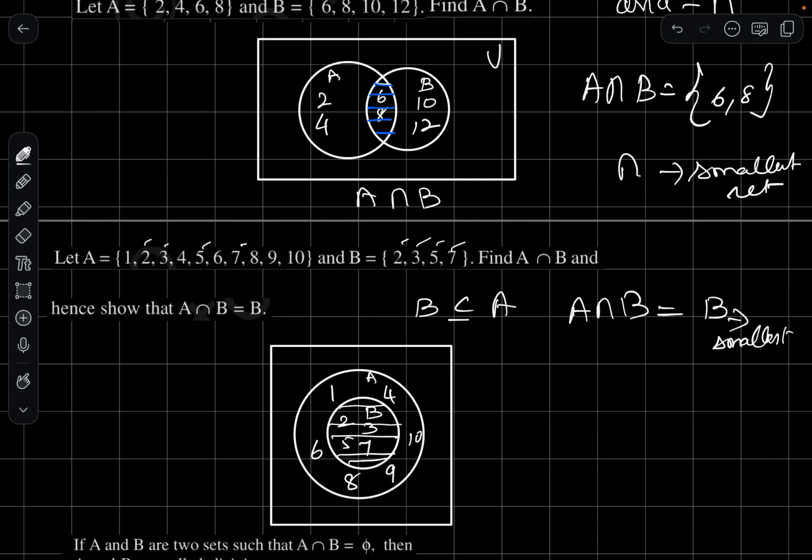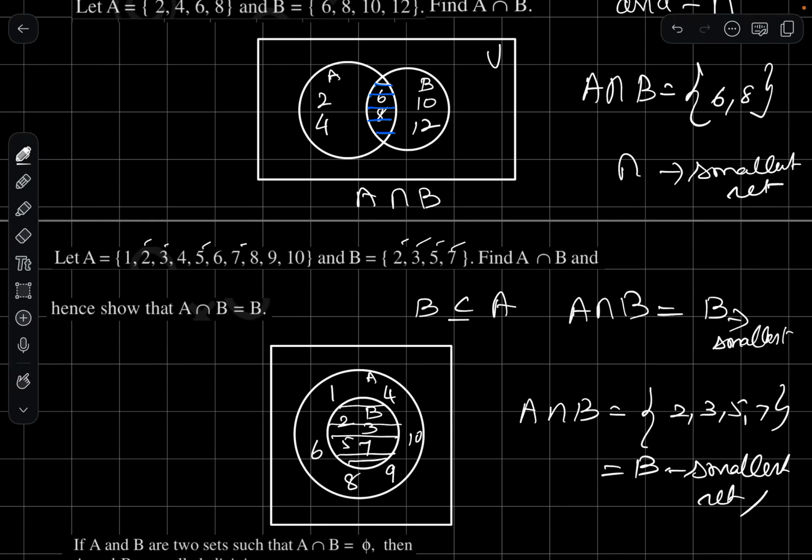But when you shade with your pencil, shade lightly. It should be seen that you have shaded that part, isn't it? You cannot use colors there. Use your pencil and scale. It will be clear that you have shaded this. So A intersection B equals, what are the elements you get? 2, 3, 5 and 7, which is equal to B, the smallest set. So this is another tip for intersection.